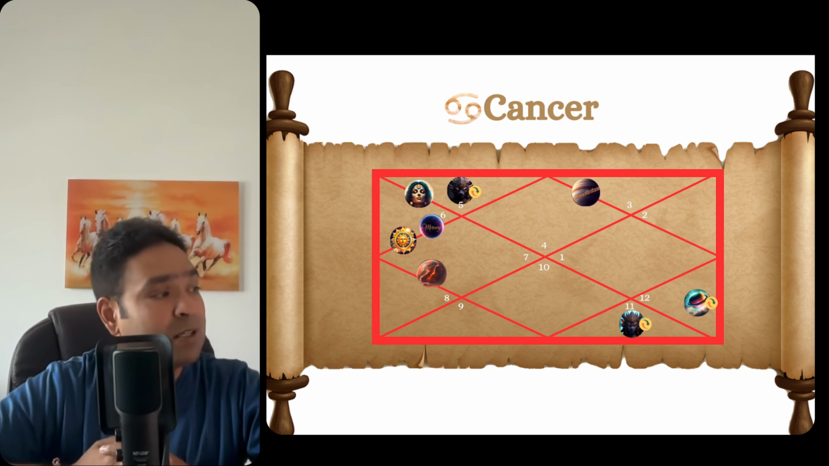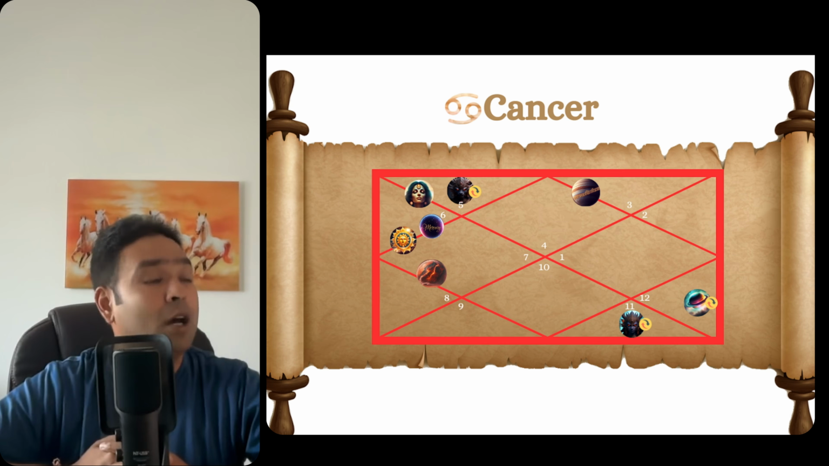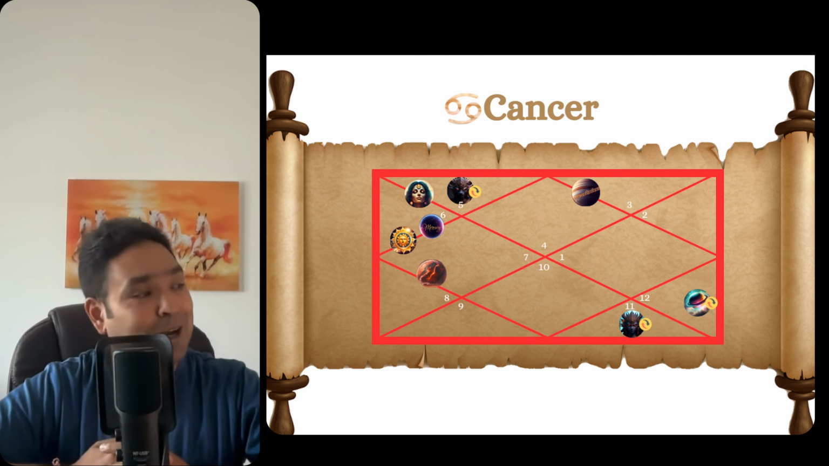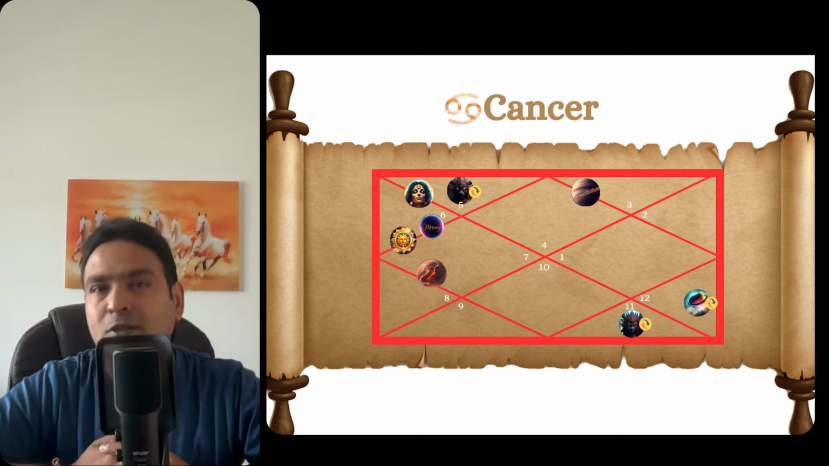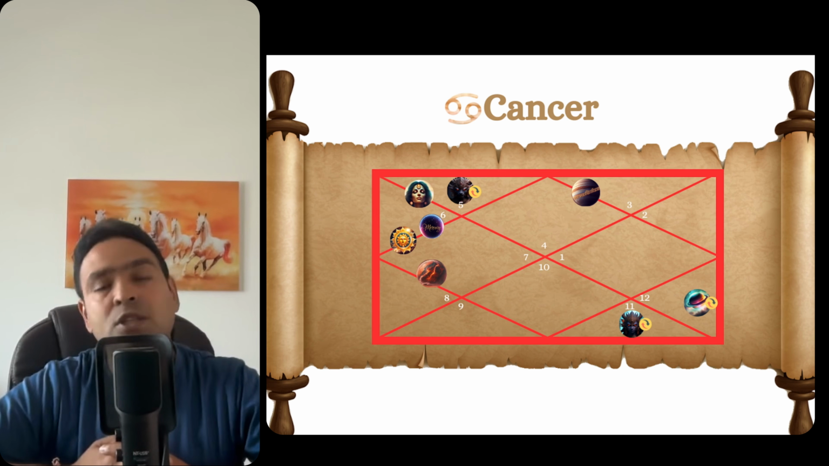Why? Because this Mars is conjunct with Mercury, who is the lord of your third house itself, and he is sitting in conjunction in the fourth house. Again, all of these three planets do not find great directional strength in the fourth house.